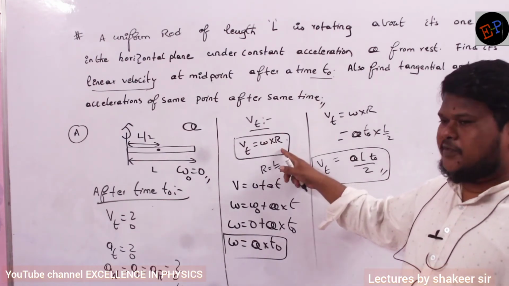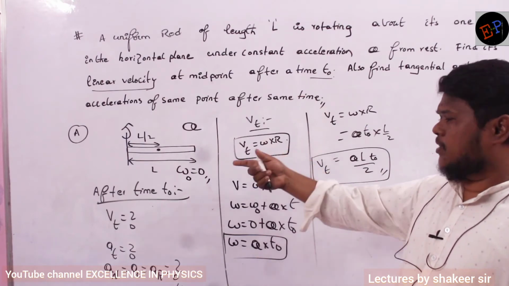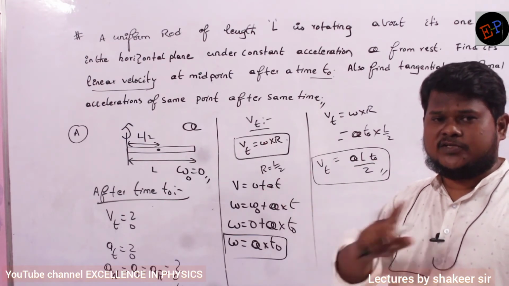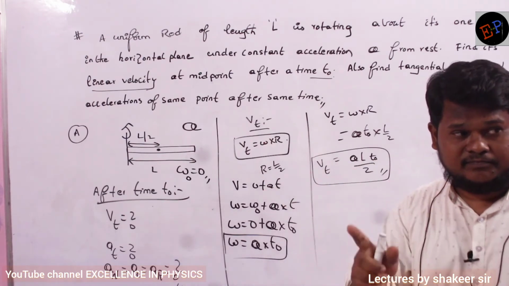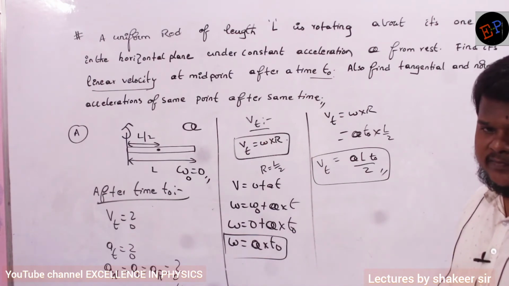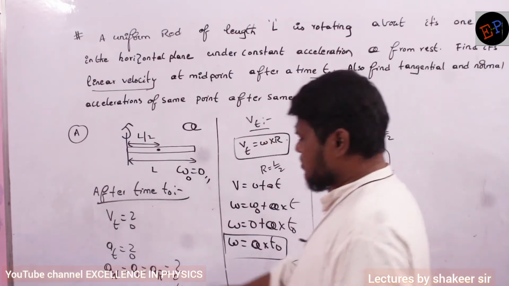So this is the equation I have used. R value I know, L by 2, but omega I don't know. Omega value is continuously changing because the rod is accelerating. So I have calculated by using kinematics and I have done the calculation.